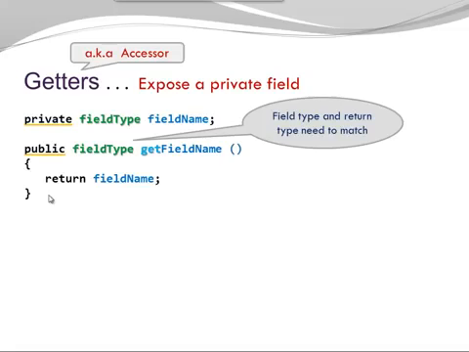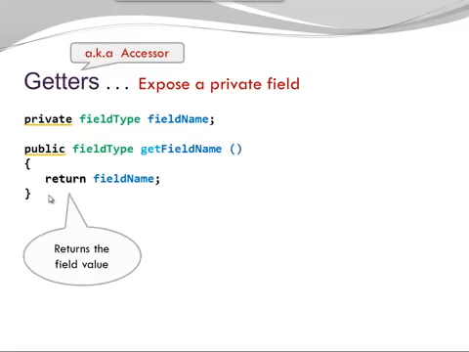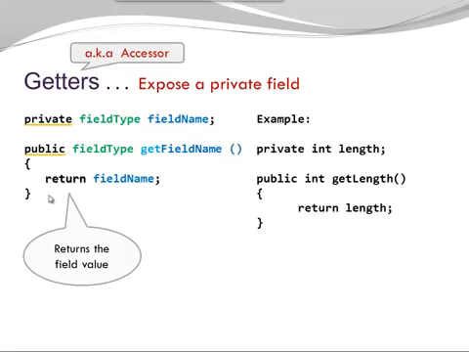Notice that the return type of my getter and the variable type of my field need to match. Also notice an empty parameter list. No additional information is needed for a getter to return the field because the field is already accessible within the class. And here you can see, very important, the field has to be returned. This is the purpose of the getter, to expose the field, to allow other classes to read the value of the field. Let's look at an example.